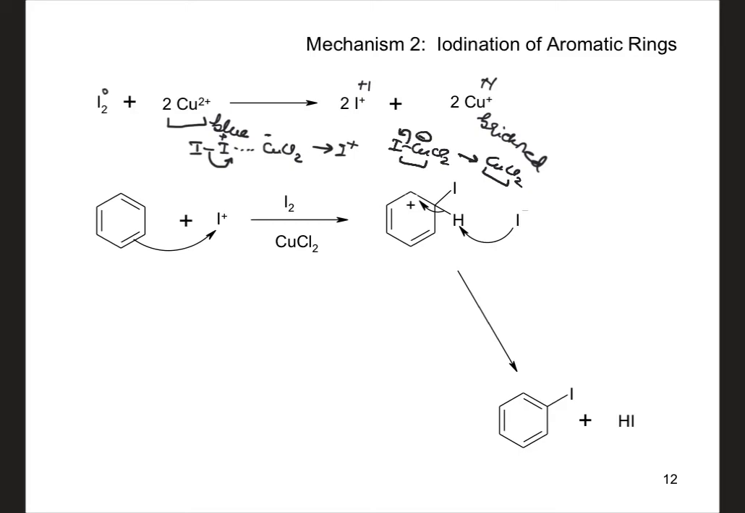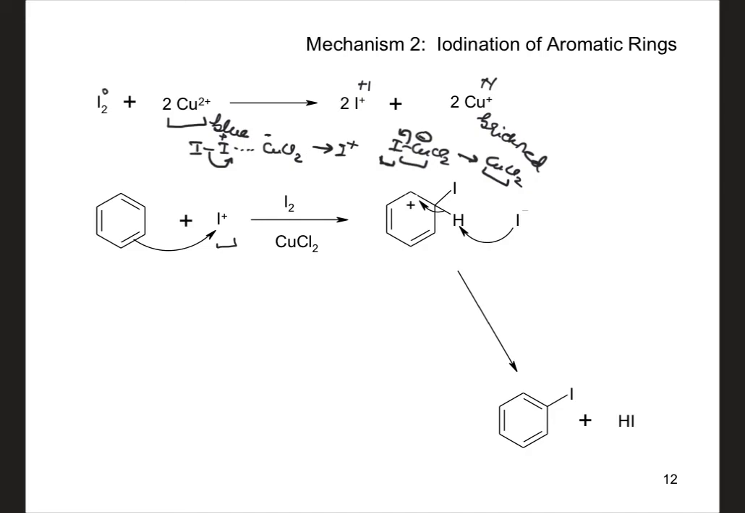So again, as a first step, your benzene is going to attack the iodine as the I plus. That will generate the resonance stabilized, but know that this is not an aromatic intermediate. And as the last step, the I minus that had gotten generated, that was floating around in the reaction, is going to pick up your H that generates your iodobenzene.